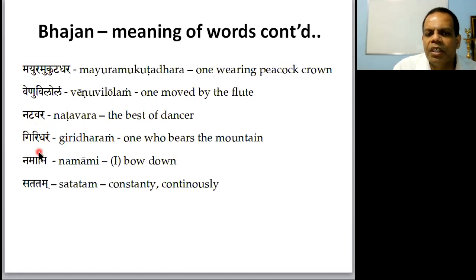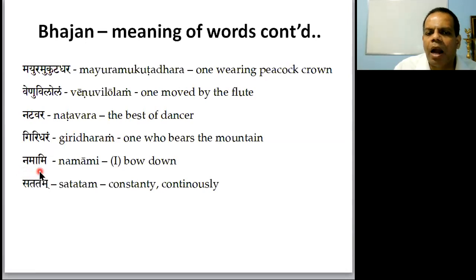Giridharam. Giri is mountain, as we have seen. Dhara means bears, who supports. Giridhara, because Krishna is supposed to have lifted up the Govardhana mountain and held it aloft. So Giridharam.